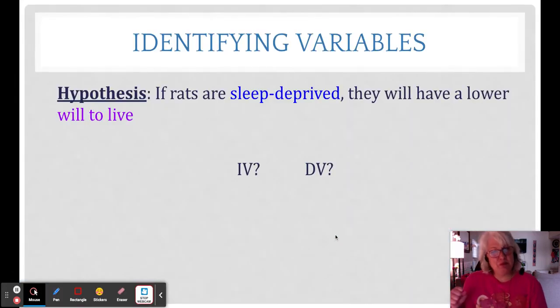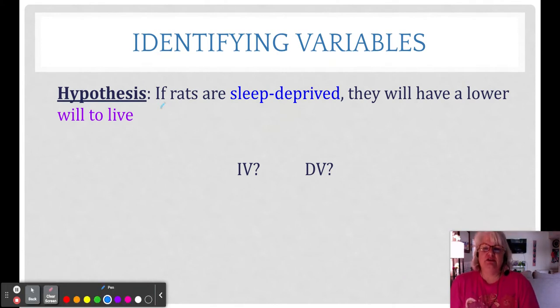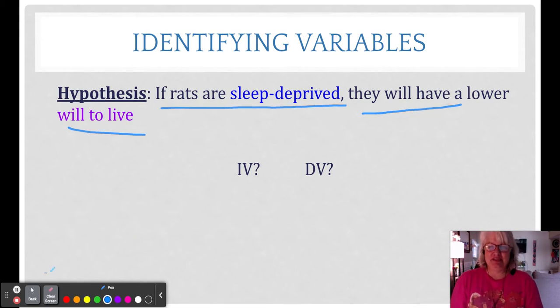So let's try a couple practices of identifying variables. Here's the hypothesis: if rats are sleep deprived, they will have a lower will to live. That's so sad. Okay, pause the video and answer the two questions. What is the independent variable in this, and what is the dependent variable?